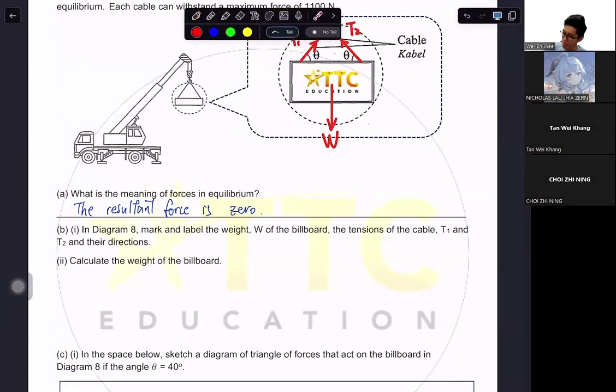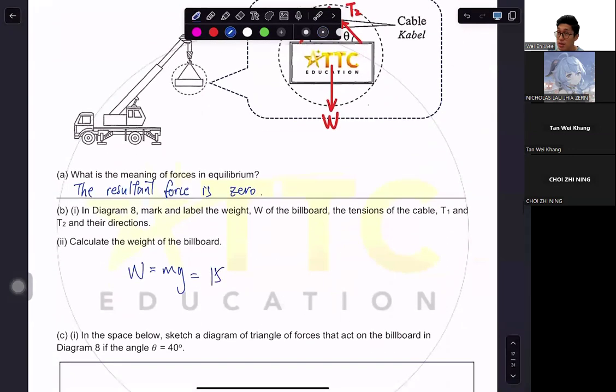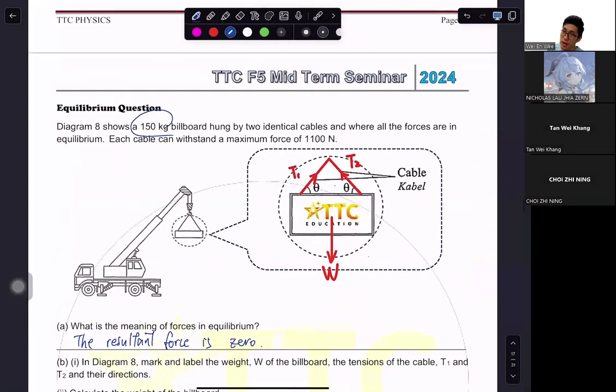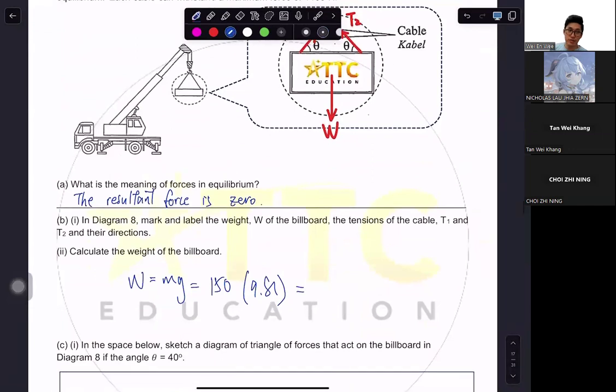Now, calculate the weight of the billboard. Weight is very easy. You should know the formula already. W equals mg. The mass is 150 kilograms, and g is, of course, 9.81. This is given. So 150 times 9.81 is how much? Should be 1,400 something.